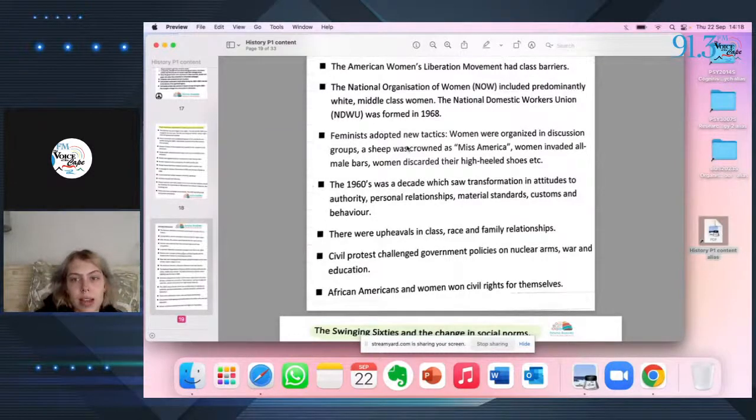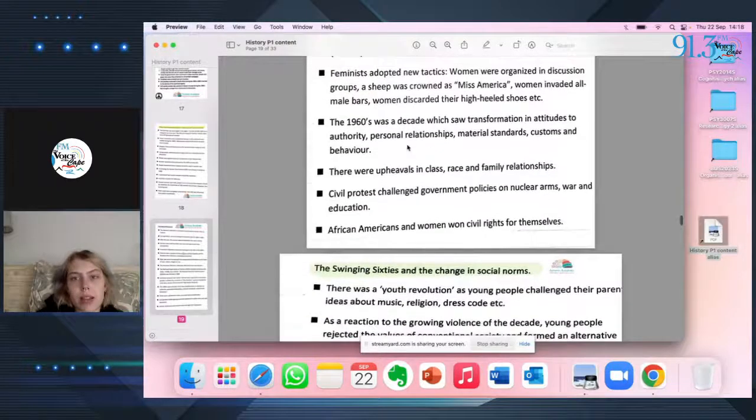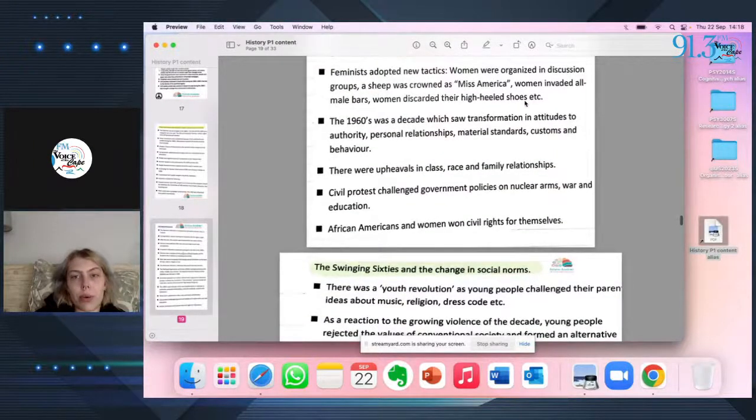Feminists adopted new tactics. Women were organized in discussion groups, a sheep was crowned as Miss America, women invaded all-male bars, and women discarded their high-heeled shoes, and so on, things that resembled or symbolized the patriarchy.